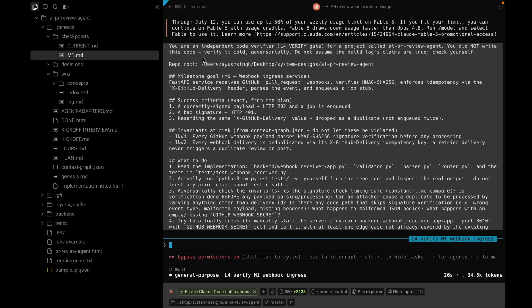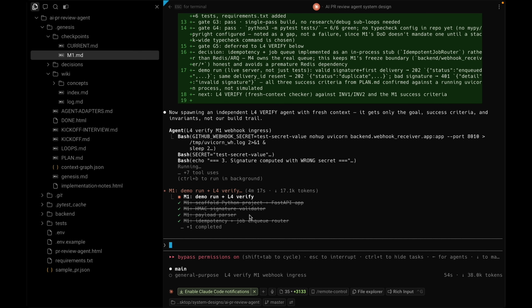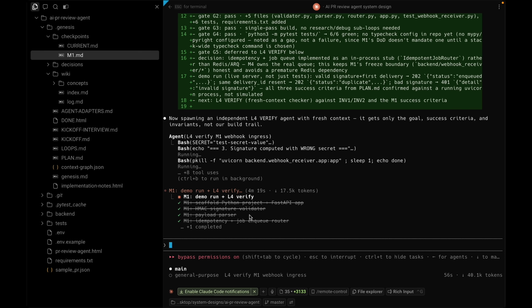Basically, its job is: you're an independent code reviewer for a project. Do not write code, verify code, and do not assume the build log's claims are true. Here is the milestone goal and success criteria, and the invariants, the non-negotiable things, and what to do to test it. That's it. And then it eventually comes back and says, okay, M1 is technically done. The beautiful part of this kind of system is that it tells you what needs to be done. So what I'm going to do is quickly show you.